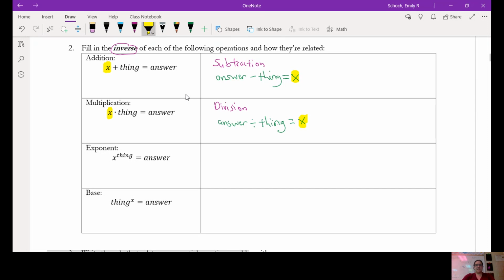For exponents, it might be a little bit more difficult. So we have an x raised to something, and we get an answer. So what's the opposite of this? How would I get back to x using my answer and the thing?